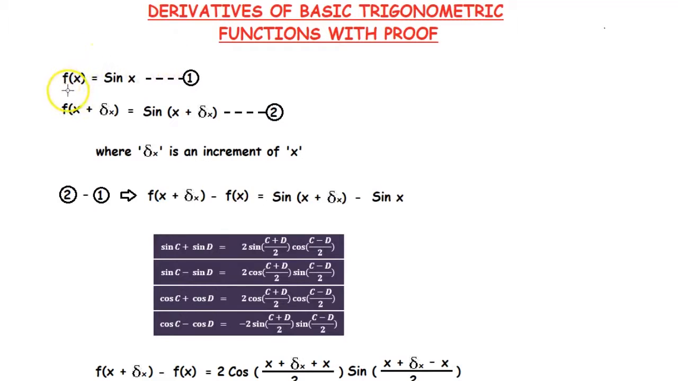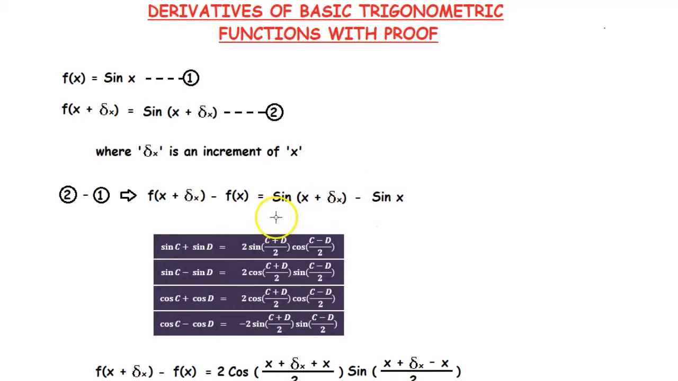So here we have f of x equals sin x as our first equation, and as we learned before, our second equation will be f of x plus delta x is equal to sin of x plus delta x, where delta x is an increment of x. When we subtract equation 1 from equation 2, we get f of x plus delta x minus f of x is equal to sin of x plus delta x minus sin x.